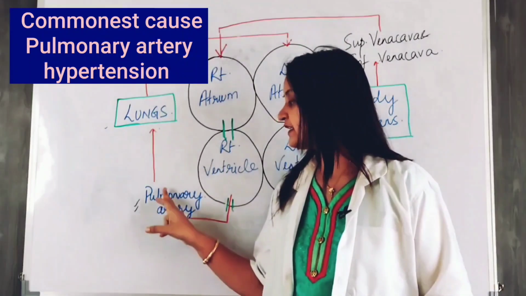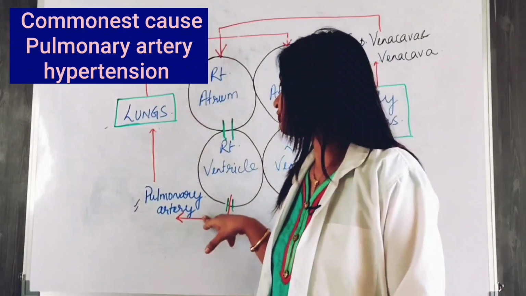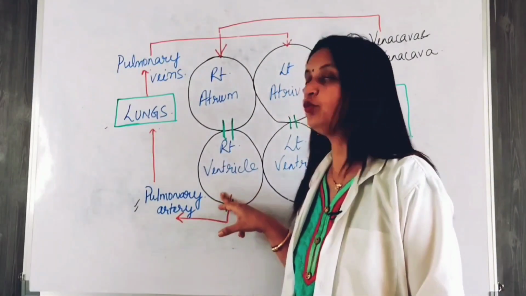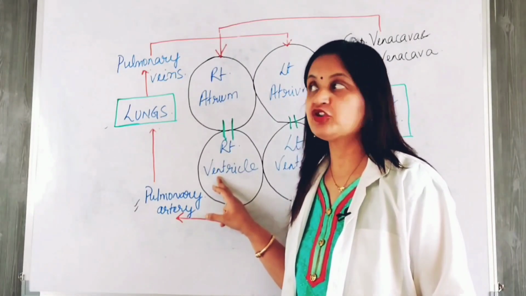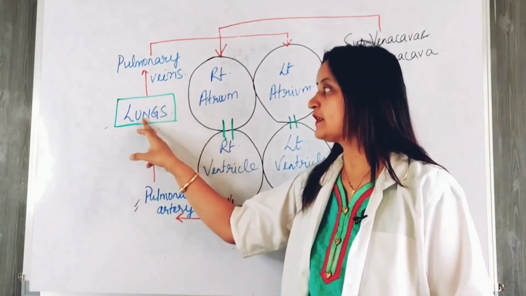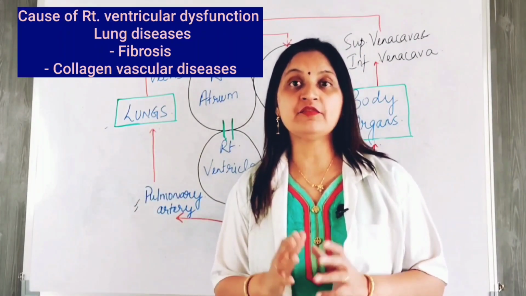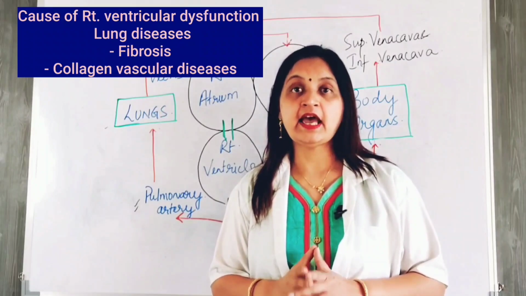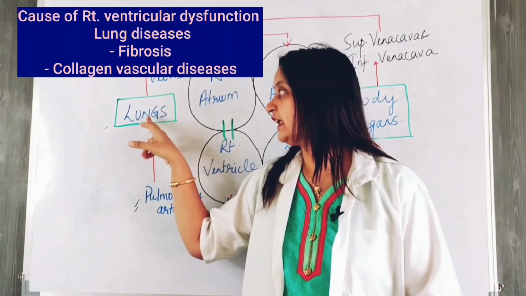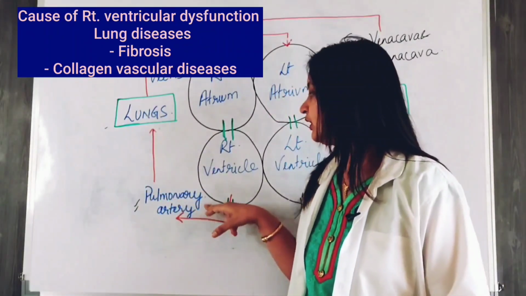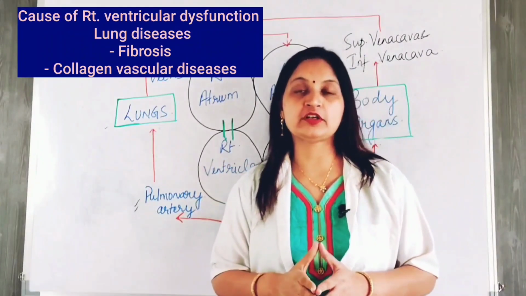There is increased resistance in the pulmonary artery which impedes the blood that is released from the right ventricle, leading to right ventricular dysfunction. Also, right ventricular dysfunction can result from pulmonary processes due to the involvement of the lungs. So fibrosis of the lungs, various collagen vascular diseases, and certain drugs can cause damage to the lungs, and this can increase the resistance to the cardiac output, and this can cause right ventricular dysfunction.